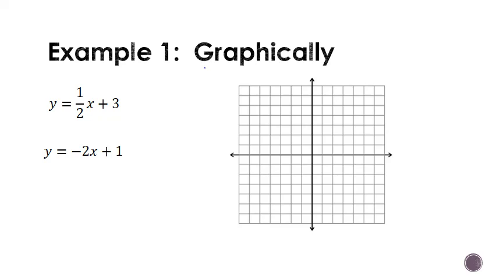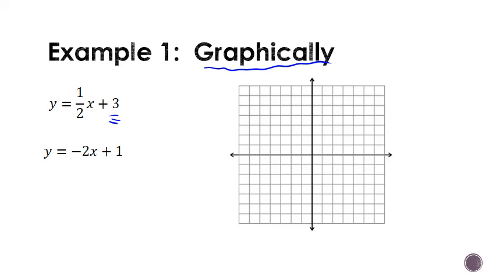Okay, so what happens is when we solve graphically, I have both of these already set up for you in y equals mx plus b. If they're not in that, we have to get it that way. All right, but right now I'm just trying to make it easy for you. So we're going to start by graphing the y-intercept.